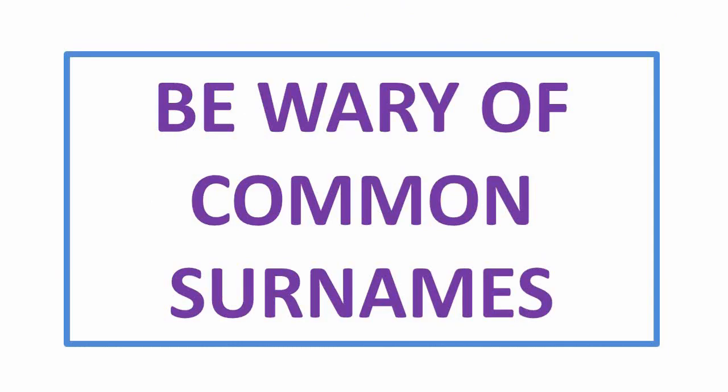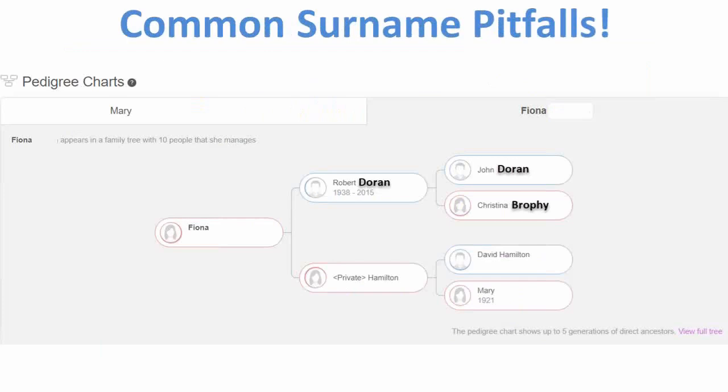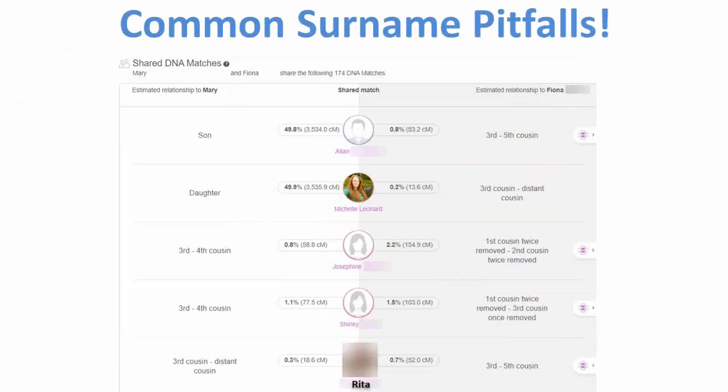Be wary of common surnames, and by that I mean the Smiths and the Joneses and the Hamiltons of this world. So here's a match, shared ancestral surname with Fiona of Hamilton. And when we look at her pedigree chart, we see her maternal grandfather was a David Hamilton. I have Hamiltons. There could be a connection. Equally, her paternal side is Irish, Doran and Brophy. So look at those shared matches again.